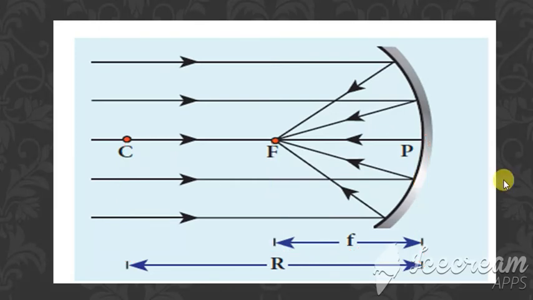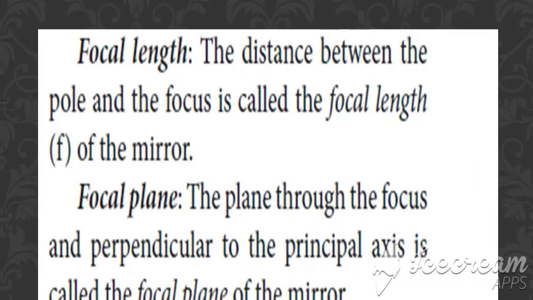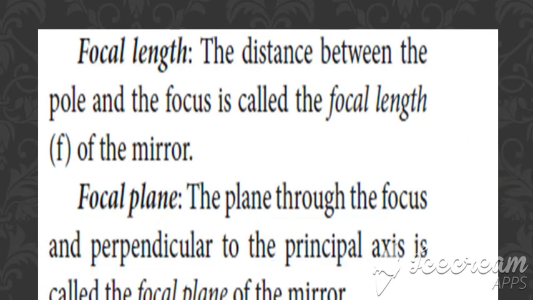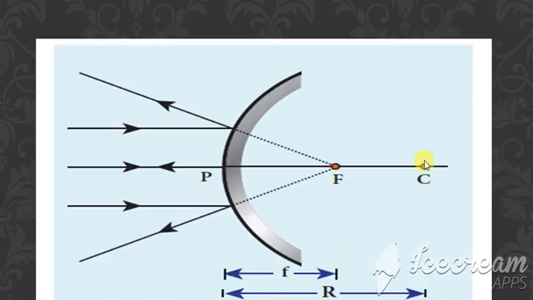Then next we have the focal length. As I have told you, what is the focal length? The distance between the pole and the focus, that is called as a focal length. Then what is the focal plane? It is the plane through the focus and perpendicular to the axis, that is called as a focal plane. So on what plane are we considering? Okay, so that is called as a focal plane. Clear? So this is the focus.